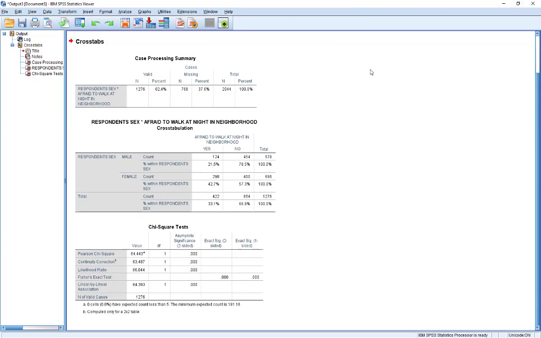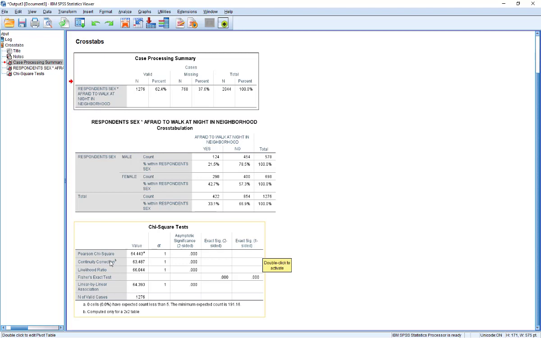Now, everything here is exactly what we saw before. On the top, you've got your two-thirds of the data being used, one-third of it missing. On the bottom, you've got your significance test, still the same value. The only thing that's changed here is now, in addition to the frequency count, so instead of just saying that 124 men said yes versus 454 men who said no, we've also got the percentages.